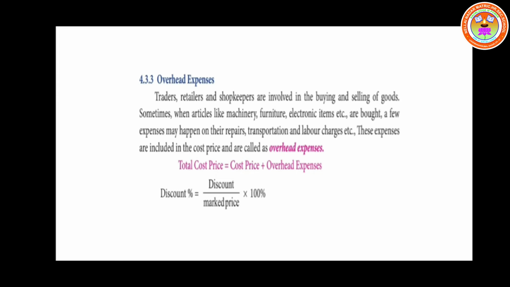Okay, so total cost is nothing but cost price plus the overhead expenses. I think you understood the repair, transportation, and the labor charges, that is the extra charges whatever they are charging apart from the cost price. That is called overhead expenses. Now, how to find the discount percent? Discount percent is equal to discount divided by market price into 100 percent.